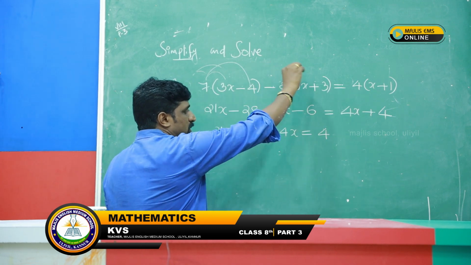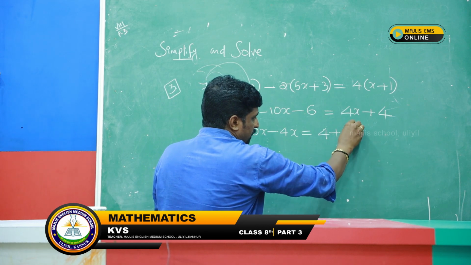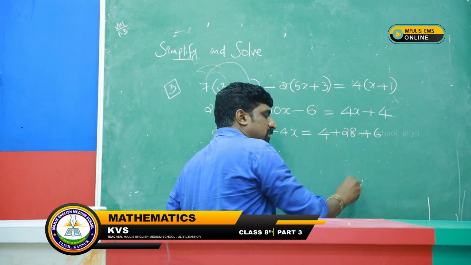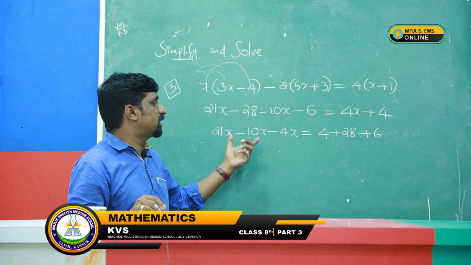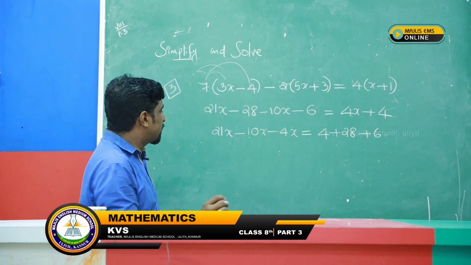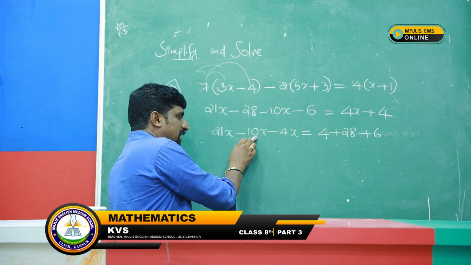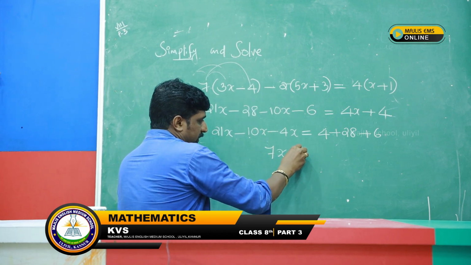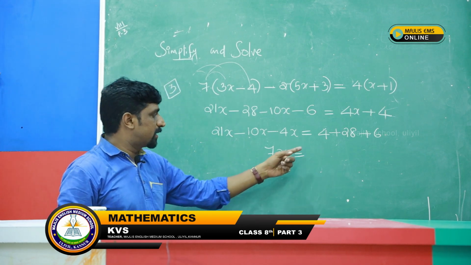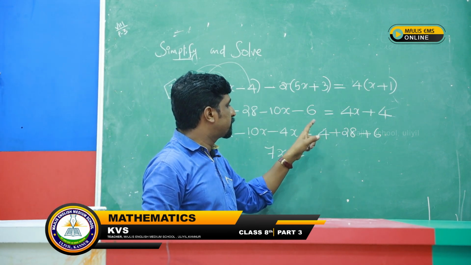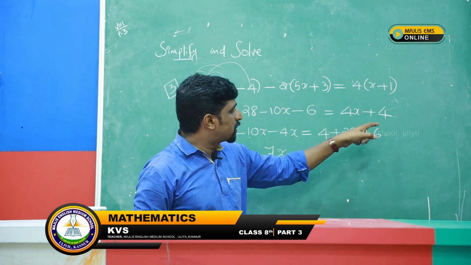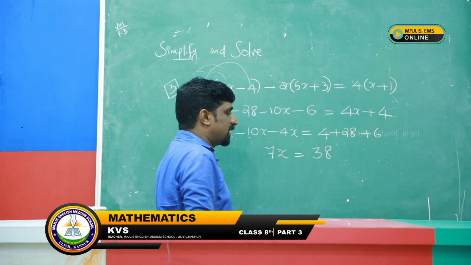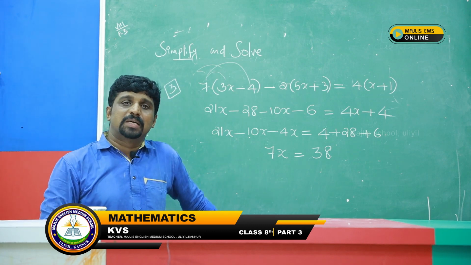4, minus 28 can be taken to that side, that is plus 28. Then minus 6 can be taken to that side, it becomes plus 6. The variables on one of the sides, the left side, and the numbers on the right side. Then 21 minus 10 is 11, 11 minus 4 is 7x. Here 28 plus 4 is 32, 32 plus 6 is 38. Then 7x equal to 38.